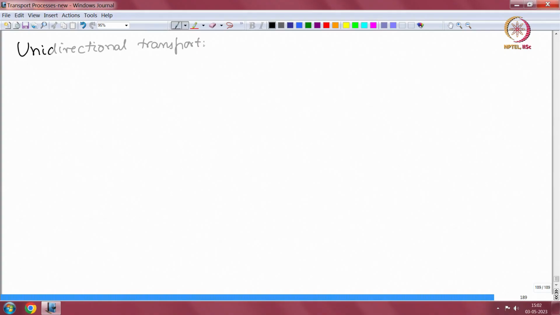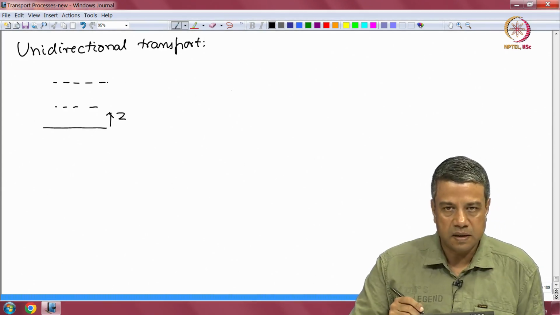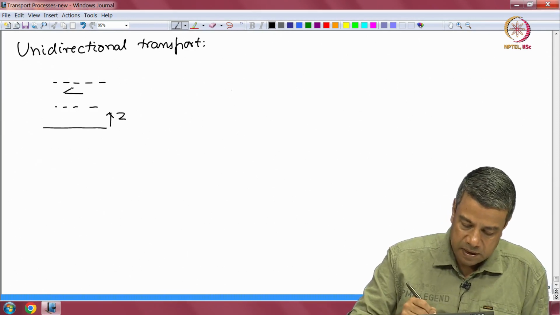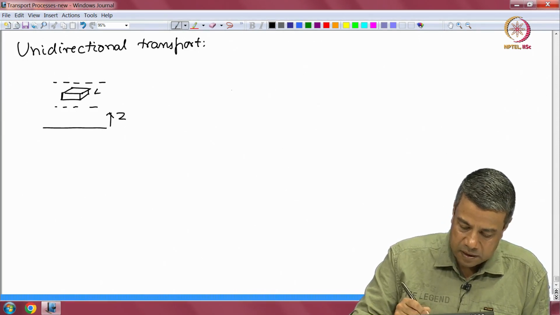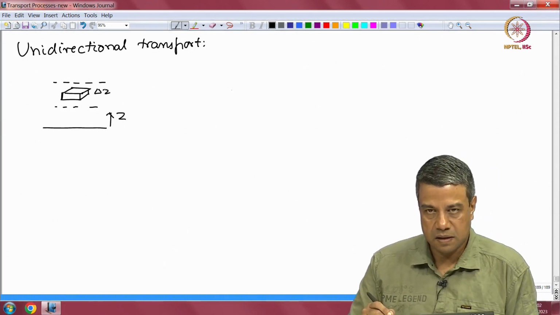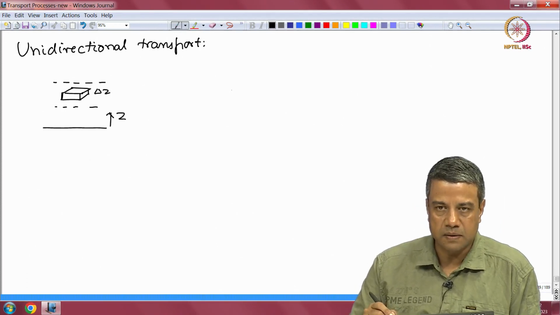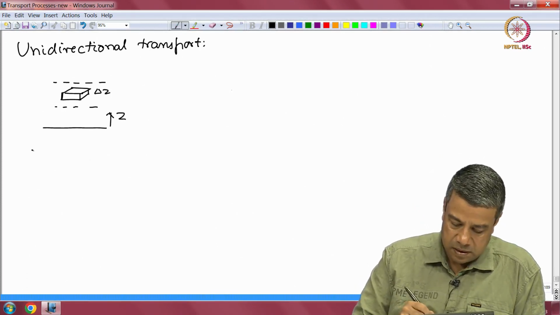So far we have been considering unidirectional transport in one Cartesian coordinate system and a cylindrical, which is a curvilinear coordinate system. So, unidirectional transport, Cartesian coordinate system, coordinate perpendicular to a plane, which means that surfaces of constant coordinate are planar surfaces, and we did a balance over a differential volume of height delta z in the z direction.